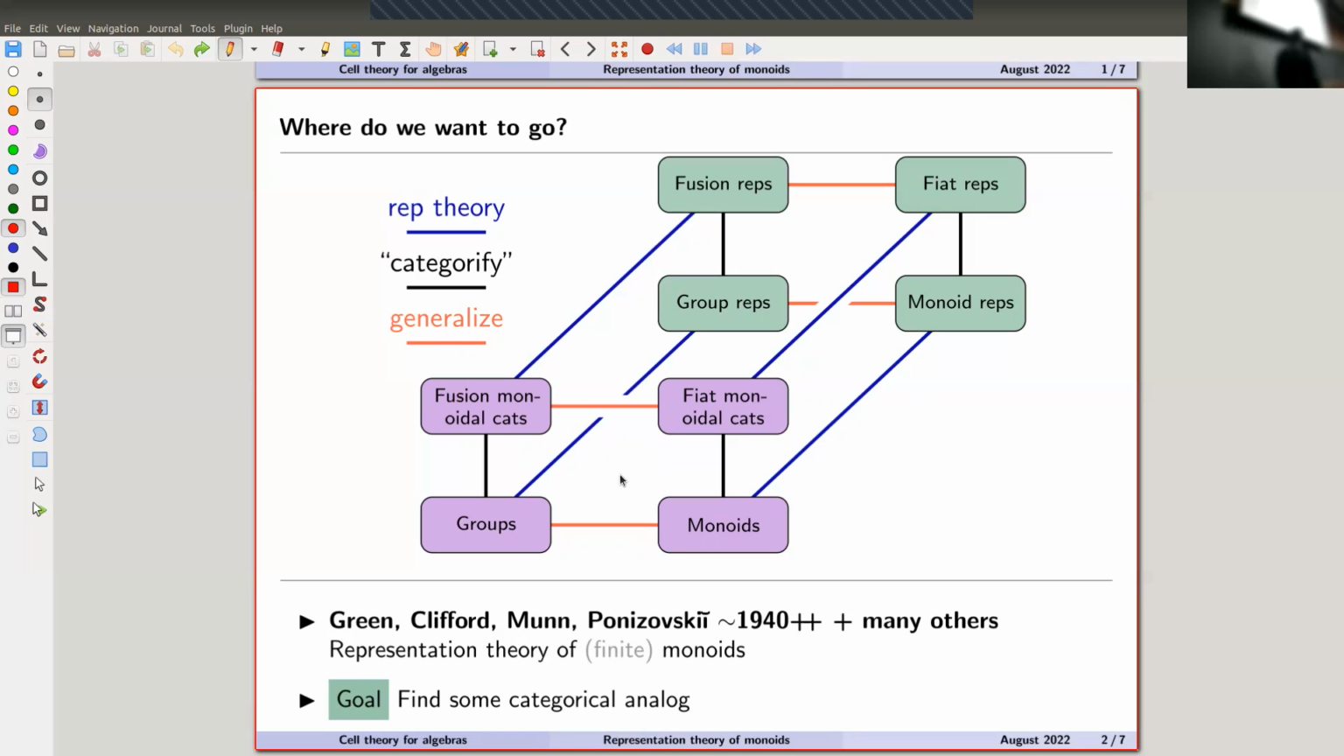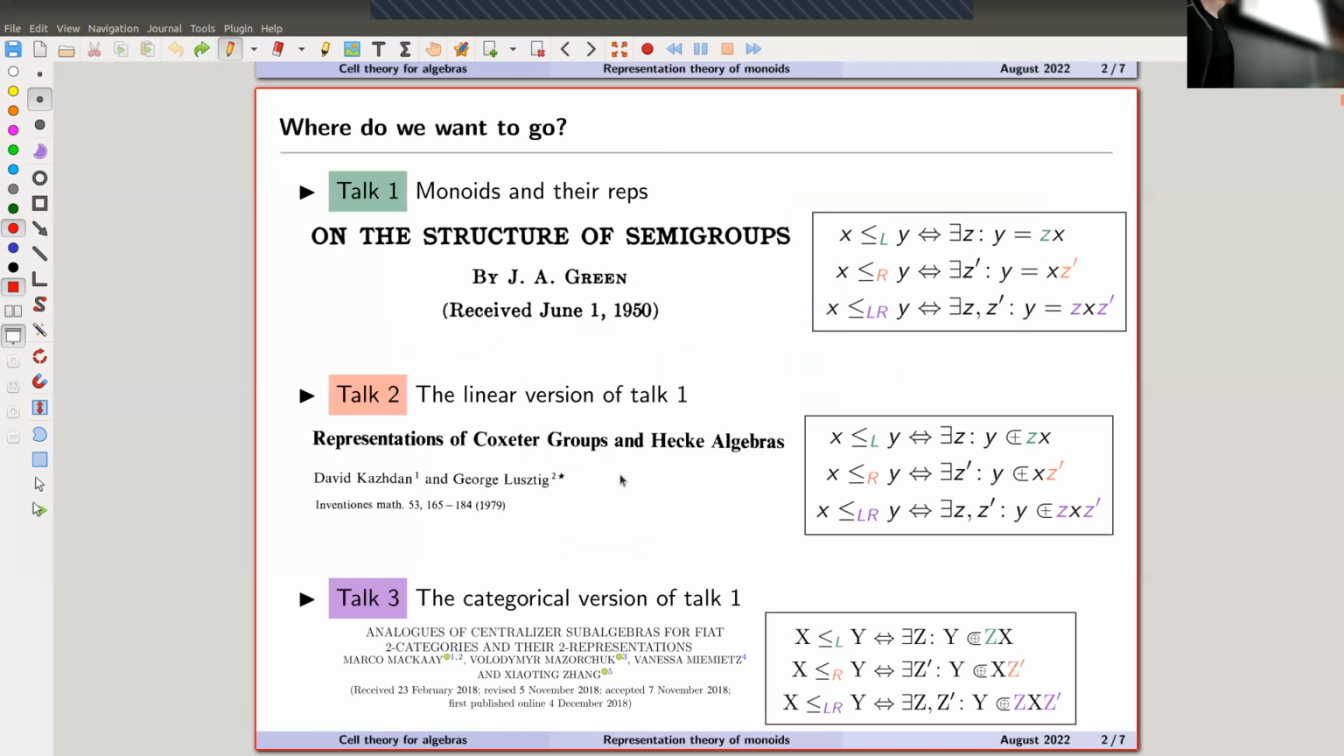Tomorrow, I will tell you what survives if we go from monoids to algebras, monoid algebras with coefficients, special cases of algebras. We ask what survives if we go to representation theory. Further, on Thursday, we will go to the categorical side. I should say here that I never specify what categorify really means. So that's what I want to do, as I said. The main theory will be the theory of cells.